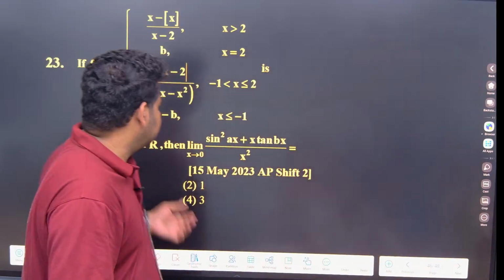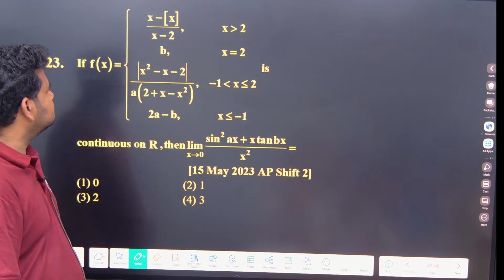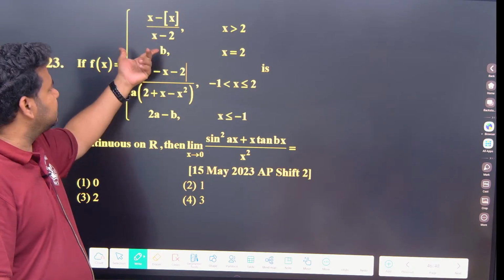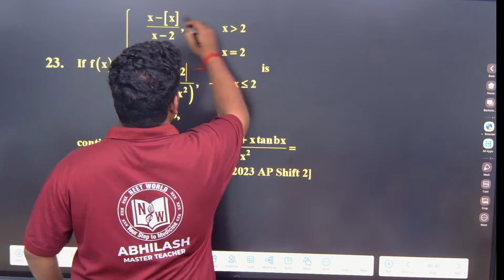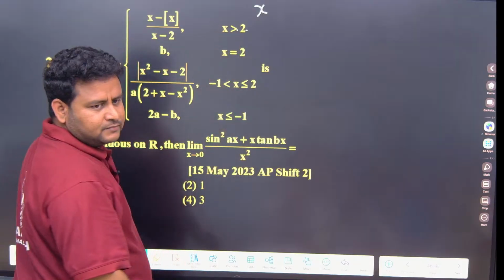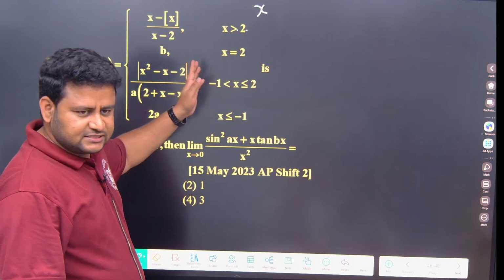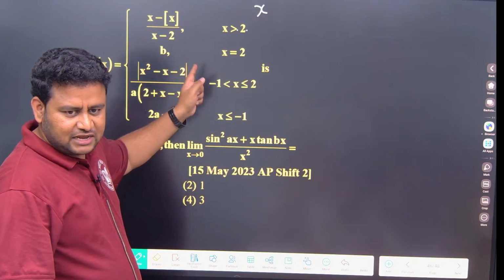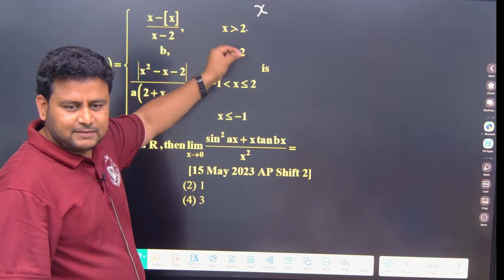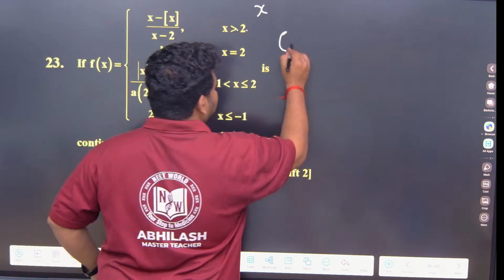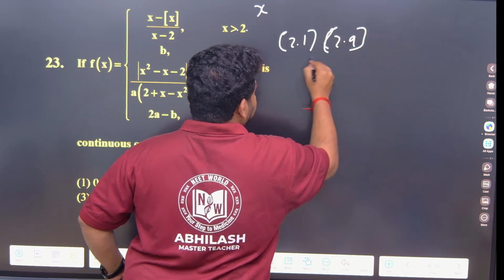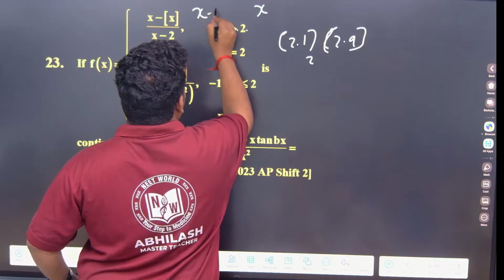So see here, how to do this? For (x − [x])/(x − 2) with x greater than 2: if x is greater than 2, the value of x will be 2 point something. So the step of 2 point something, or the step of 2.9, is nothing but 2 itself. So this will become (x − 2)/(x − 2).